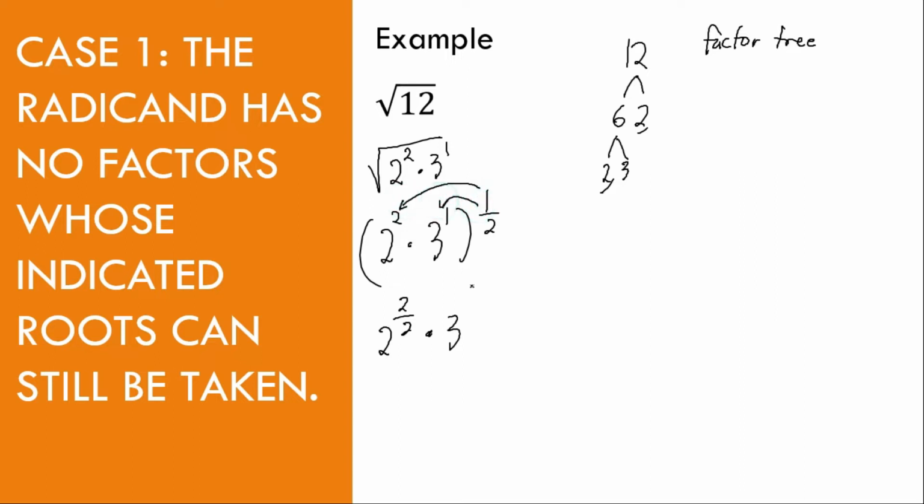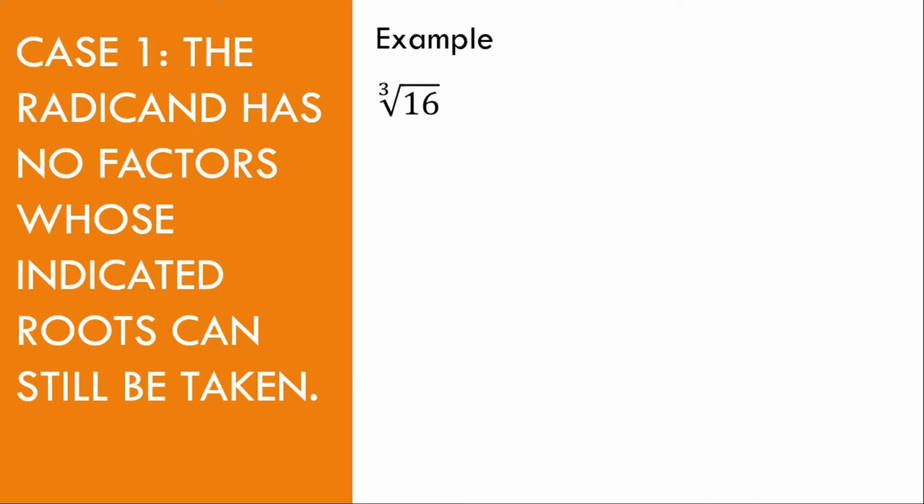Mumultiply nyo lang itong 1 half sa exponent nilang dalawa. Then, it will become 3 raised to 1 half. So, ito, yung 2 raised to 2 over 2, magiging 1 na yung kanyang exponent. So, si 2 ay whole number. So, it will become 2, times 3 raised to 1 half, your 1 half is a rational exponent. So, kapag tinransform natin yan sa radical expression, it will become square root of 3. So, your final answer will be 2 square root of 3.